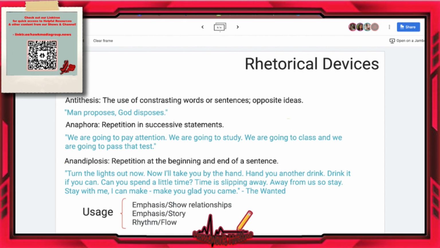It starts with: turning off the lights now. Now I'll take you by the hand, hand you another drink, drink it if you can.